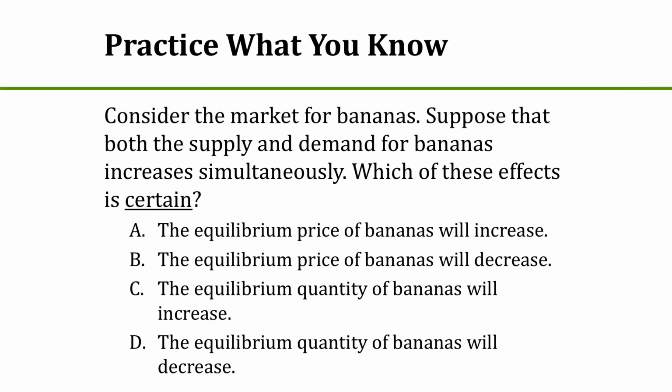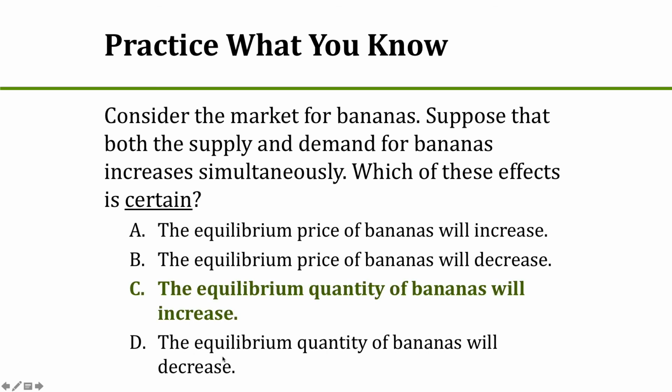Let's turn back to the answers. In option C, the equilibrium quantity of bananas will increase, which will be the correct one. Let's check option A. It's about prices. We cannot say anything certain about price. Option D, the equilibrium quantity of bananas will decrease, which is totally wrong. So option C should be the correct answer.